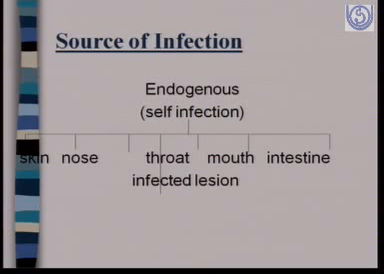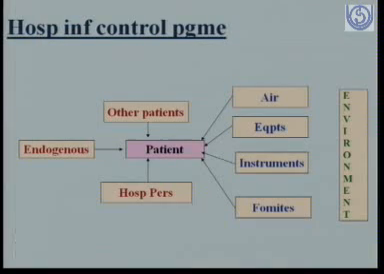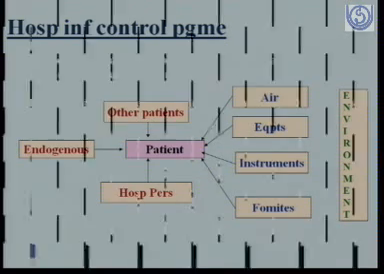So basically, sources of infection are endogenous and exogenous. In endogenous, the patient's flora itself becomes an agent for hospital acquired infection, whereby if there is any invasion from outside, this flora will produce the infection. And this is a diagrammatically depicted pattern, endogenous as well as exogenous. In that, air, equipment, instruments, and fomites are important.